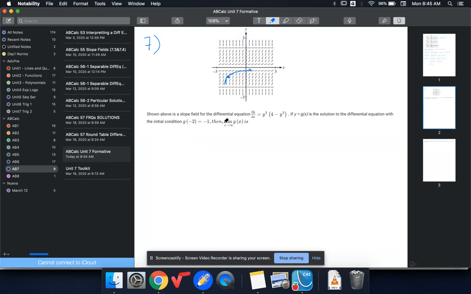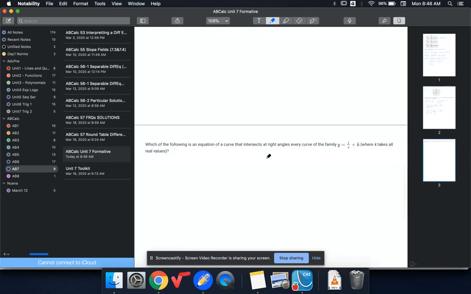But we want the limit as x is going to infinity of g of x. So this looks to me that the limit as x goes to infinity is going to be the horizontal asymptote of y equals 0. So y equals 0 is my HA. So my limit as x goes to infinity, g of x, is going to be 0.